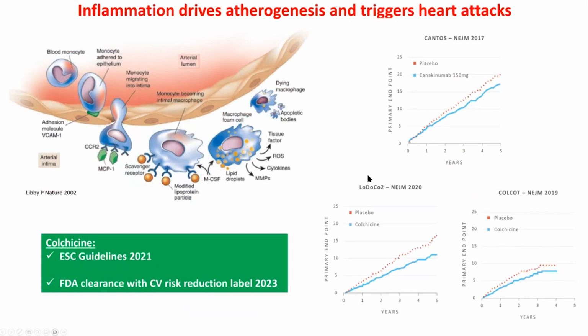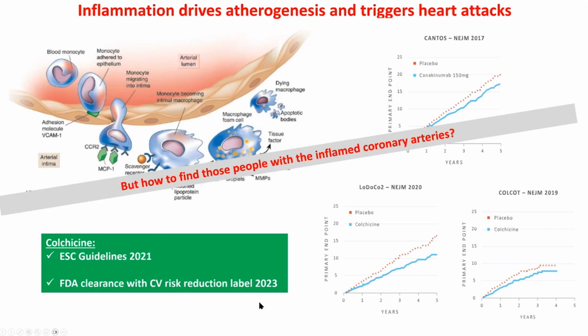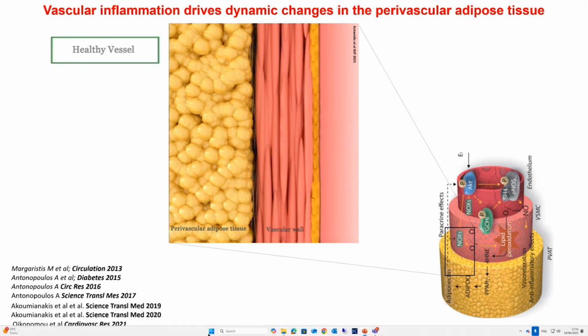Inflammation is probably the hottest therapeutic target that is being worked on by the pharmaceutical industry today. We know from the LoDoCo2, COLCOT, and CANTOS trials that if we target inflammation, we reduce cardiovascular events. And the FDA has recognized this by giving the label to colchicine for cardiovascular risk reduction in 2023. However, the big question is, how do we find the people that we need to treat, the people who have inflamed coronary arteries? Plasma biomarkers reflect systemic inflammation, not local coronary inflammation.